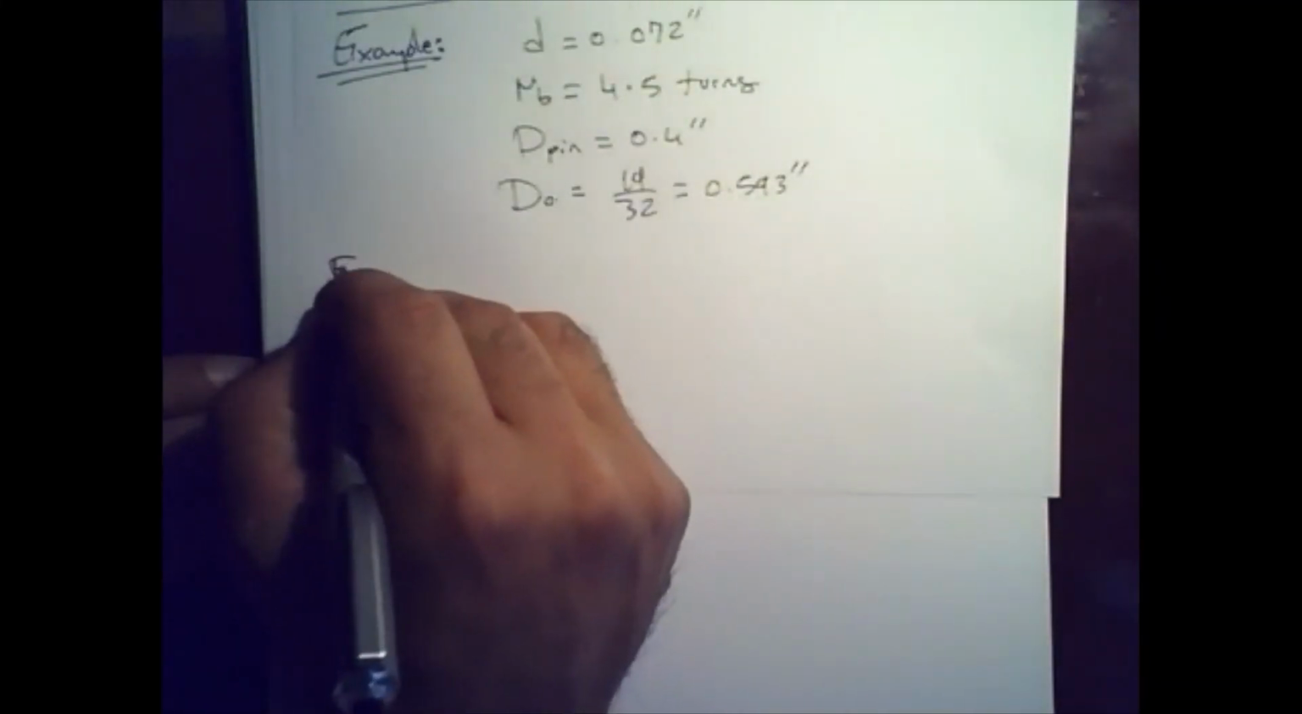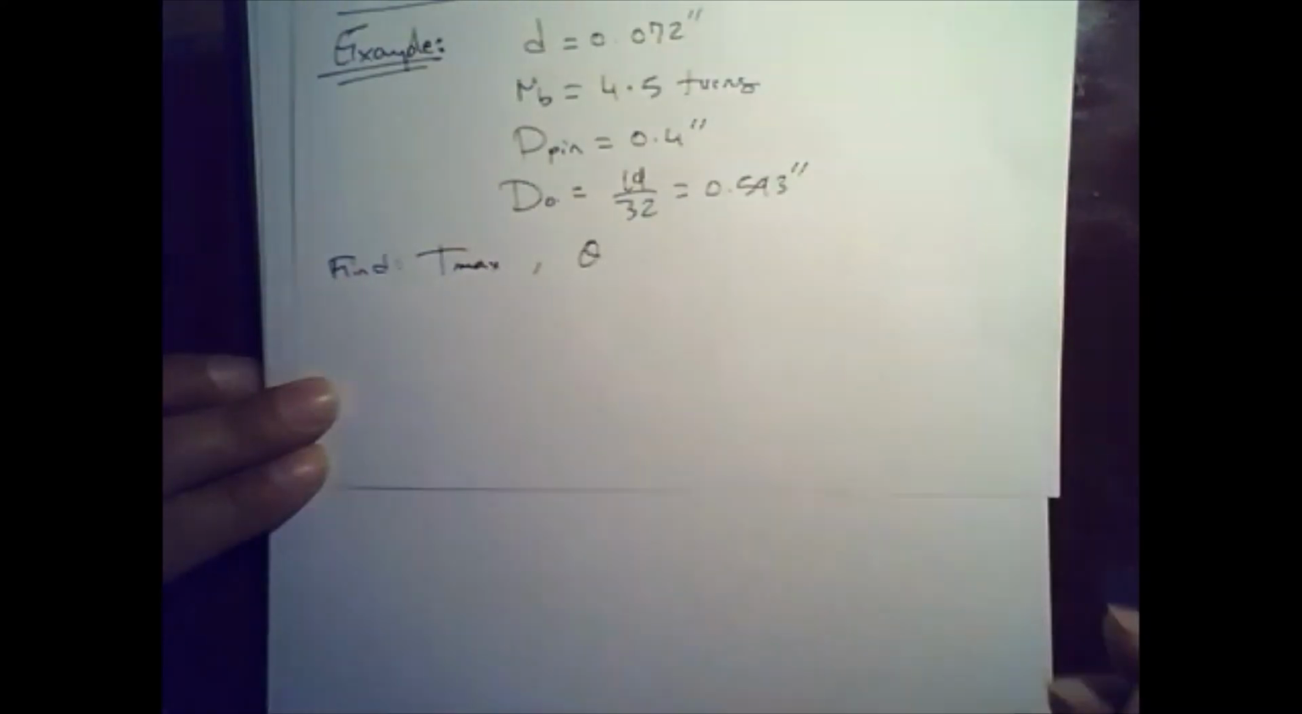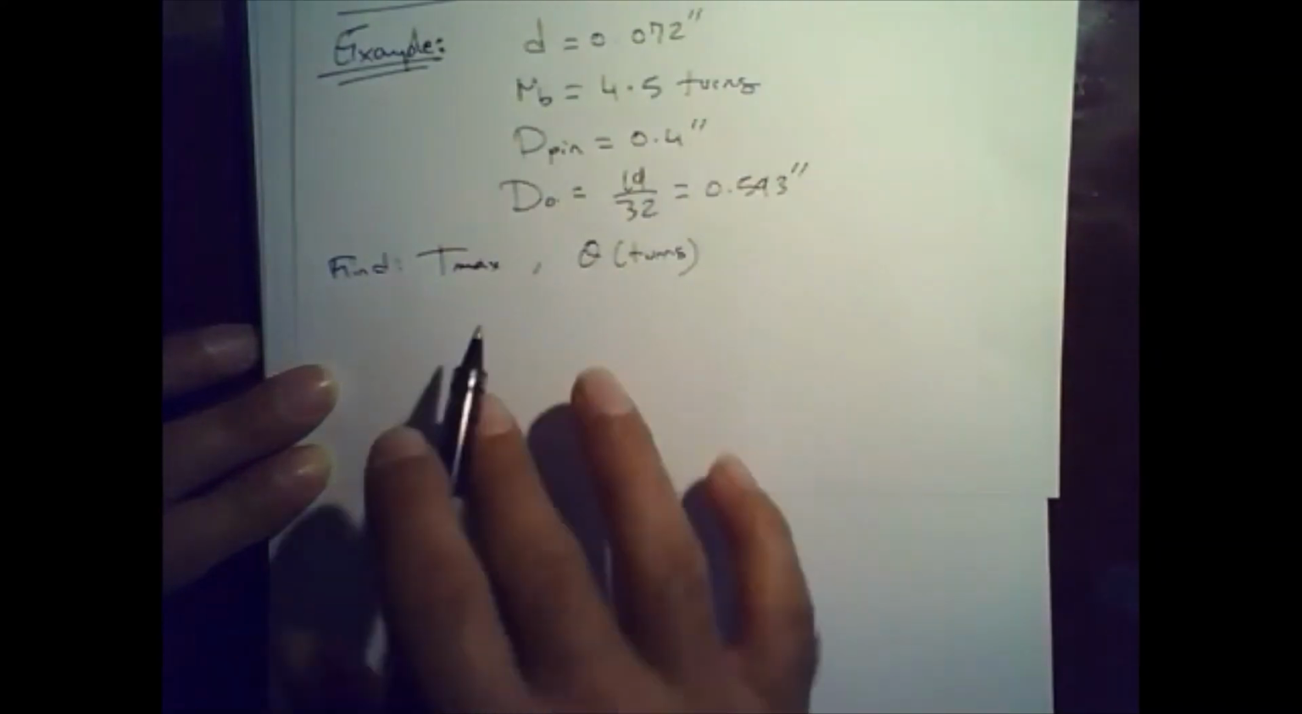We need to find the maximum allowable torque and angular deflection. So find Tmax and theta. Theta, like I said, is going to be in terms of radians. Okay, how are we going to do this?